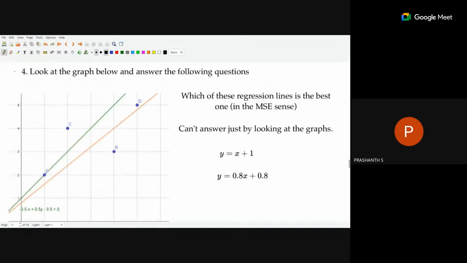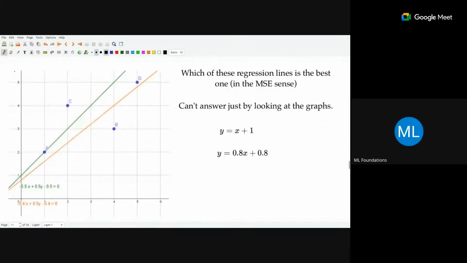Okay, so these are the two. See, if you simplify the lines, the lines will be like this. One is y equals x plus 1 and the other one is y equals 0.8x plus 0.8. So if you just simplify those expressions, you will get this.